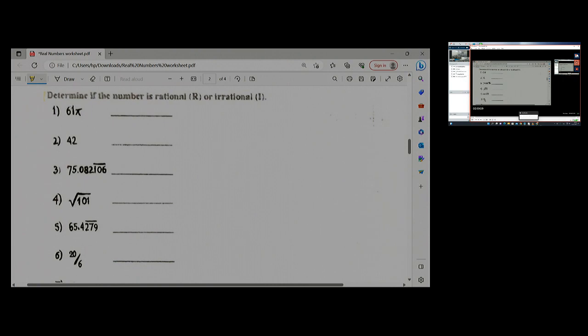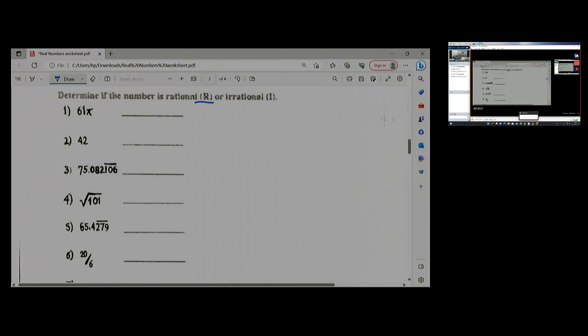Determine if the number is rational or irrational. Okay? So if it is rational, we write R. If it is irrational, we write I. Okay, now I will ask students one by one, okay? Student number 1.